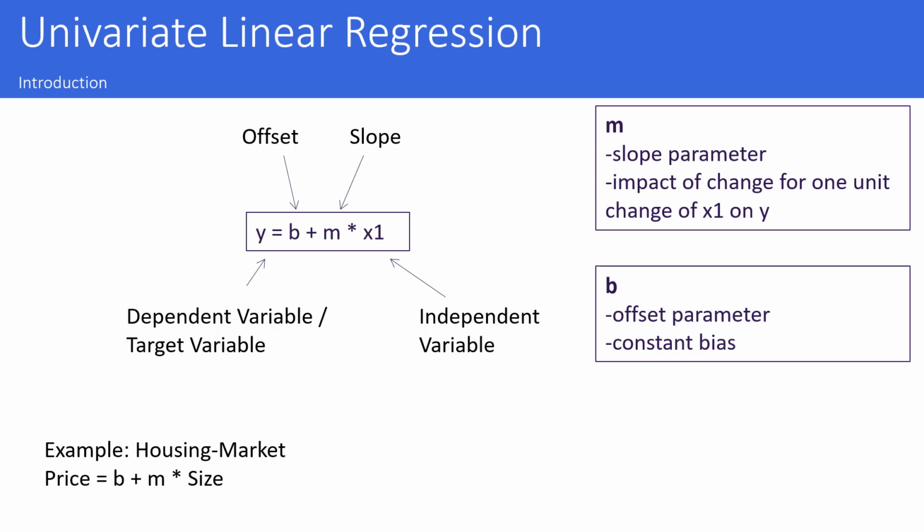Coming back to our simple housing market model, this would mean that we can create a formula for the price that takes the size into account. The size is multiplied with the slope parameter and the overall offset parameter is added.